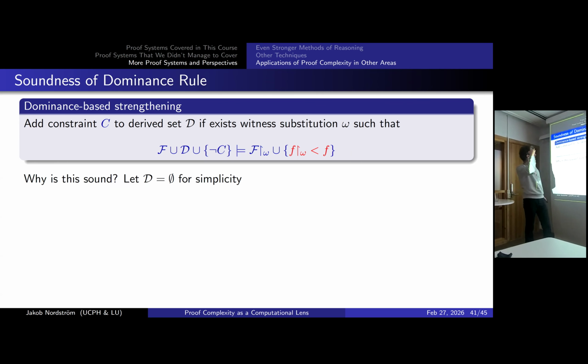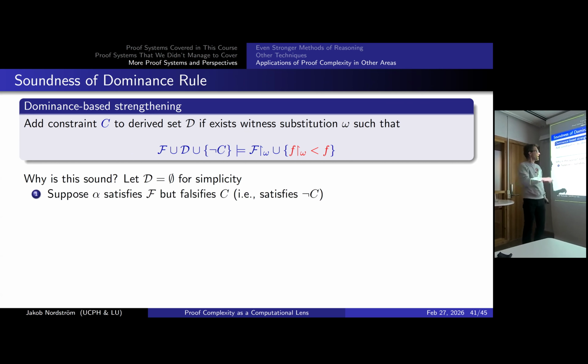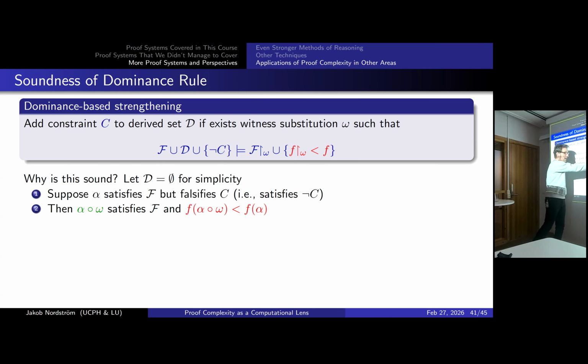So the interesting thing is, for simplicity, suppose that we haven't derived anything. Suppose that this is the first rule. So I just have my input formula, and then I want to infer a new constraint. And suppose I prove this to you. Again, very explicitly, there is an omega, and I did derivations and everything. Now, suppose we have an alpha that satisfies F, but violates the new constraint. Well, then alpha composed with omega satisfies F and has a smaller objective.